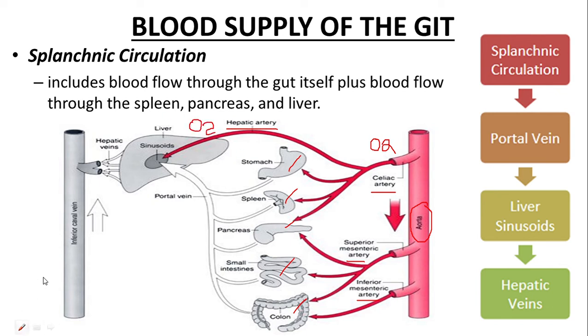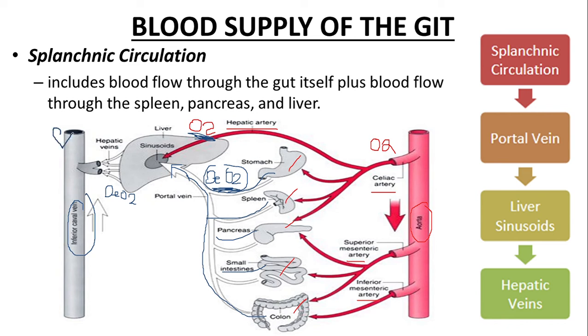So what happens after they give oxygen? The blood becomes deoxygenated. So from the stomach, spleen, pancreas, and your intestine and colon, they give off deoxygenated blood to your portal vein. Where does it go? It goes to your liver. Now, as you can see, your liver receives both deoxygenated and oxygenated blood. And from there, it will eventually have deoxygenated blood in the hepatic vein, going back to your inferior vena cava and eventually back to your heart.